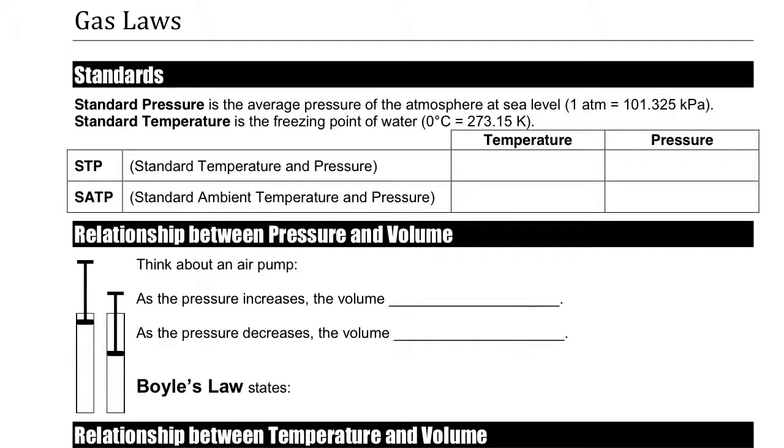So if you see the word standard pressure or standard temperature, it just means 1 atmosphere of pressure, which is 101.325 kilopascals. And the standard temperature just means 0 degrees Celsius. Or if you convert that to Kelvin, that would be 273.15 Kelvin. So one thing you should write down is how to change your temperature into Kelvin.